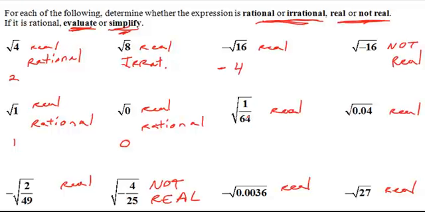Now we see fractions. Well, if the numerator and denominator are both perfect squares, then the fraction is a perfect square. And in fact, 1 squared equals 1, and 8 squared equals 64. So this is rational. And in fact, it is 1 over 8. What happens if I square 1/8? I get 1 squared over 8 squared, which is 1 over 64.